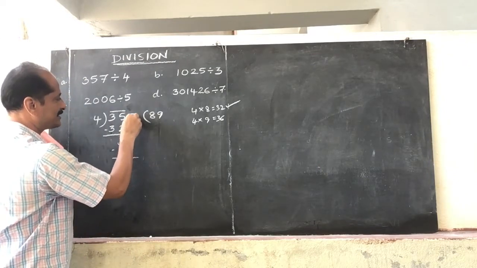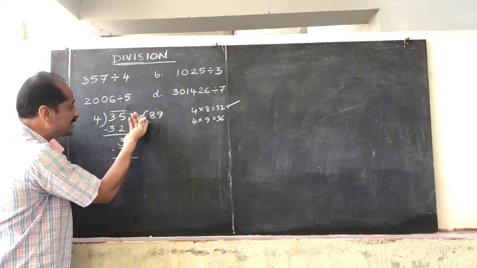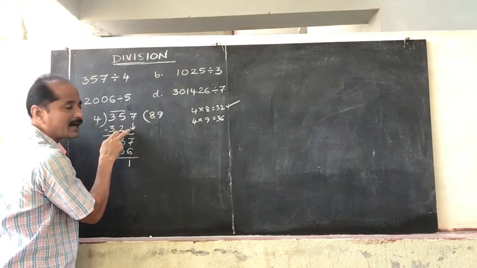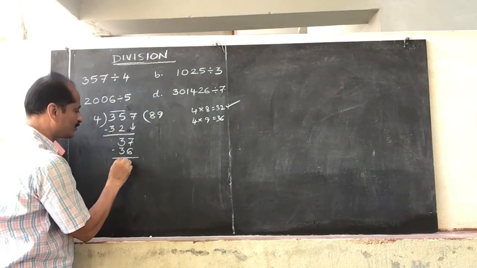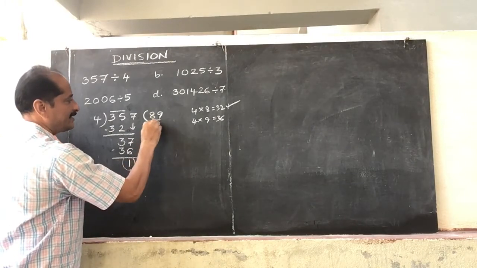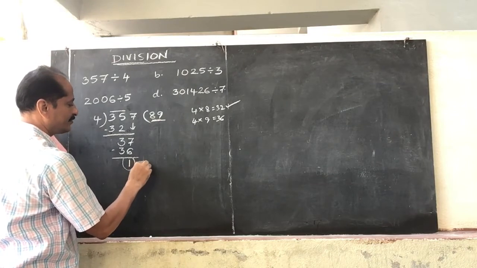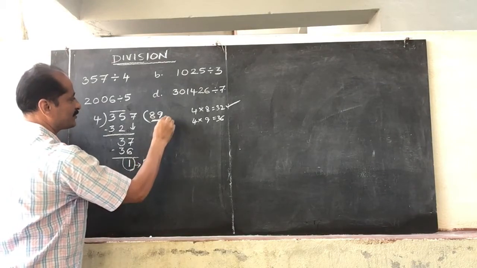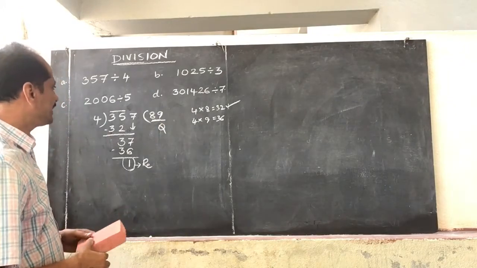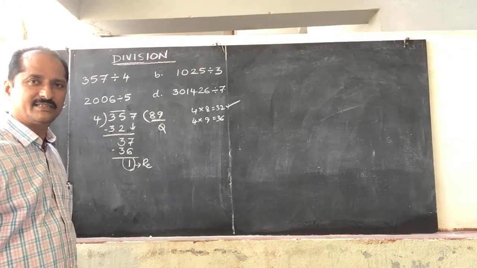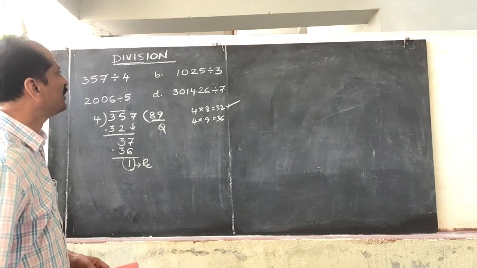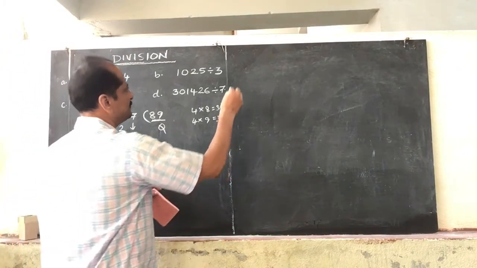So here we have brought down 7. Whichever digit we are bringing down, there you place an arrow mark. So now the quotient is equal to 89, the remainder is equal to 1. So this is the quotient and remainder of this division. In this way you can divide. Next one, 1025 divided by 3. This one.